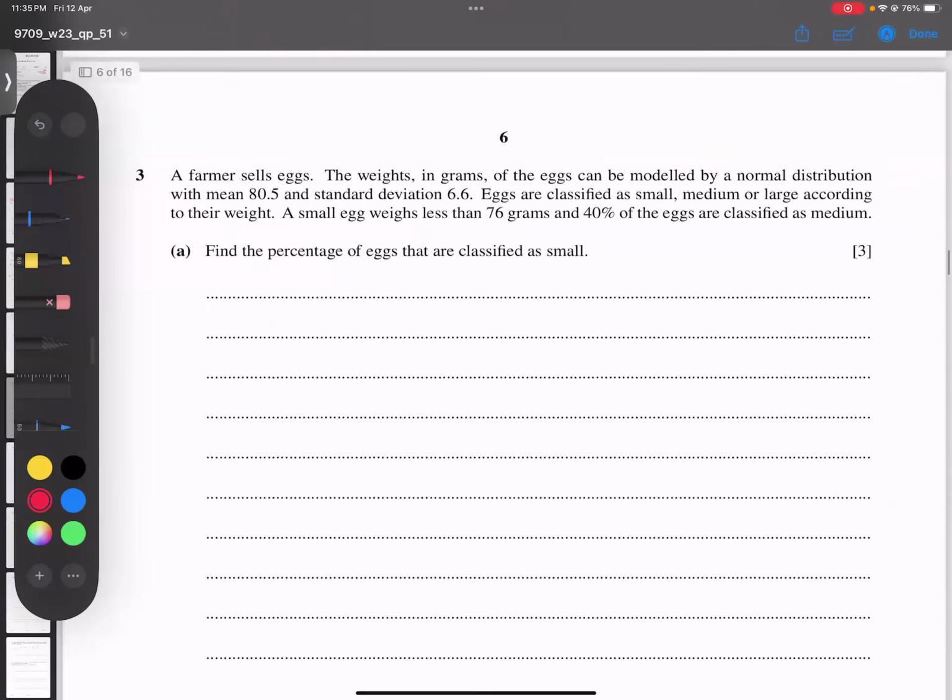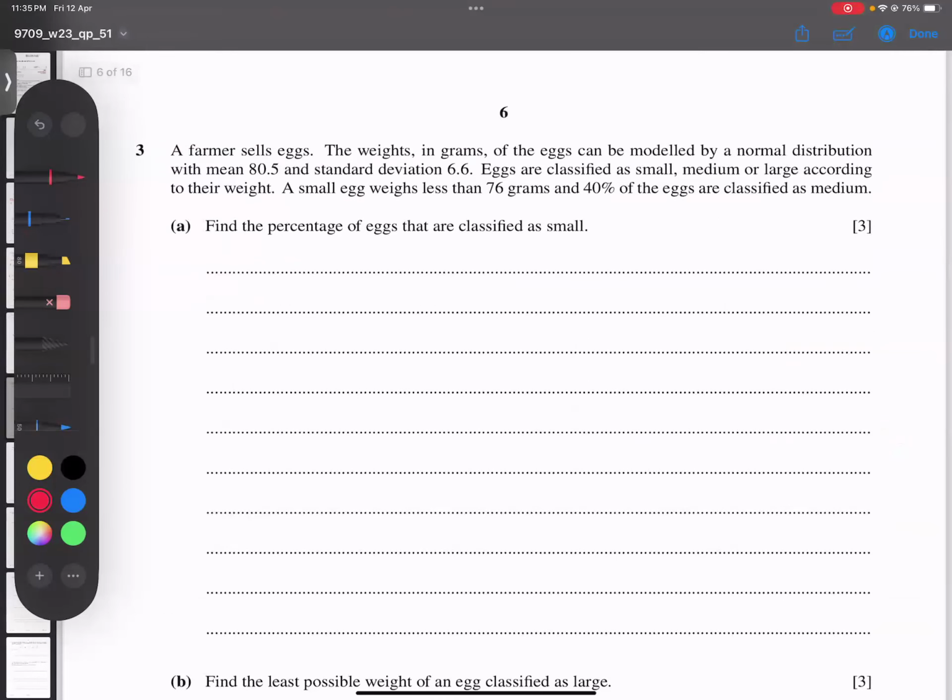So let's go for the next question, number 3. If a farmer sells eggs, the weights in grams of the eggs can be modeled by a normal distribution. There's a topic of normal distribution. The mean is given as 80.5 and the deviation is given as 6.6. The eggs are classified in 3 categories: small, medium, and large. A small egg weighs less than 76 grams. So what is that? Weight is less than 76 grams.